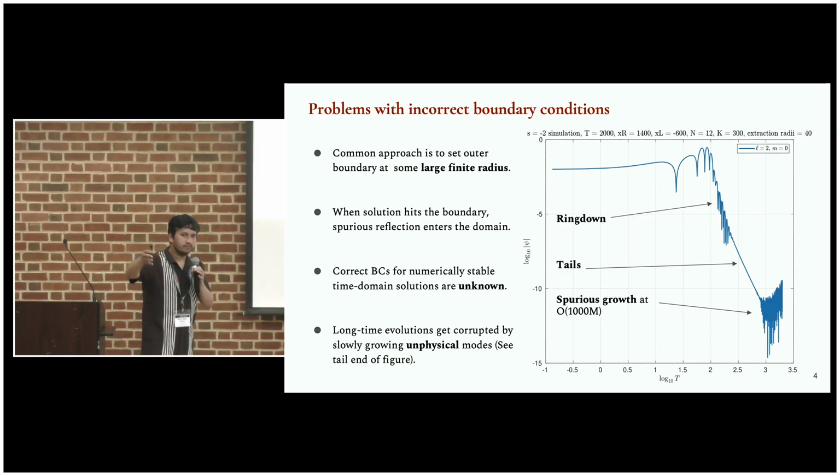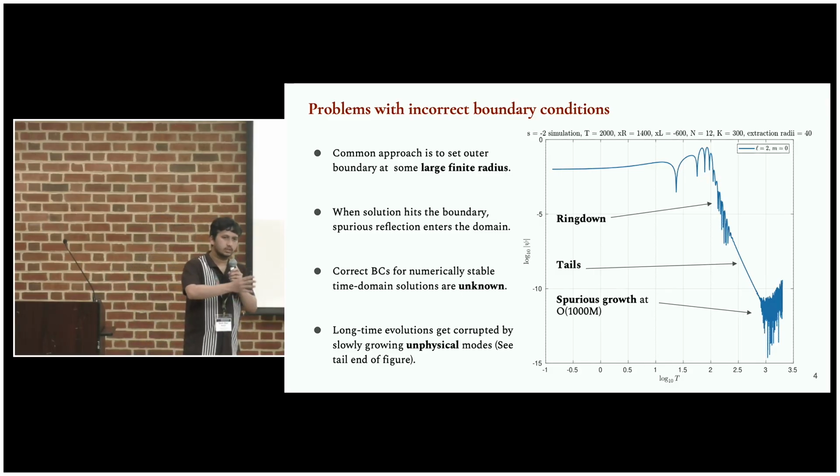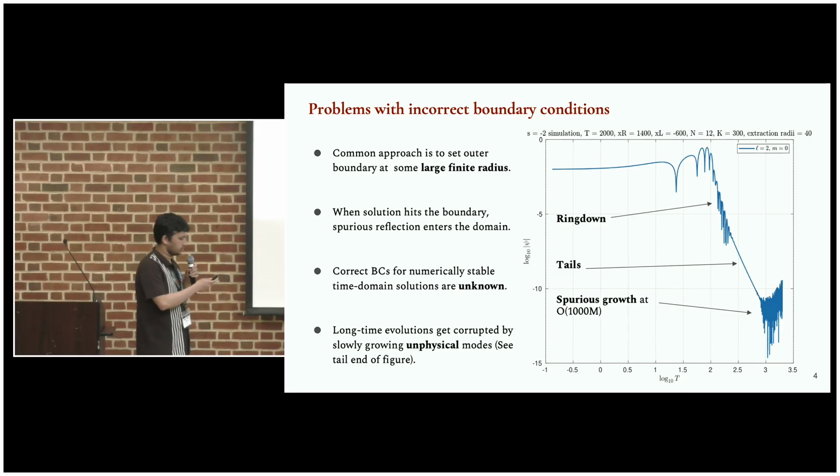Now, at a given finite value of R, we do not know what the correct boundary condition is for the Teukolsky equation. And it is specifically for the Teukolsky equation that if you evolve the simulation for long times, you see a kind of spurious growth at around times 1,000. So this is a typical s equals -2 simulation. This is the final time of the simulation. You can see the ringdown part, a period of exponentially decaying solution, then the tail part, but then at late times you see this. This is not present in the Regge-Wheeler equation, only in the Teukolsky equation. So I'll tell more about this.